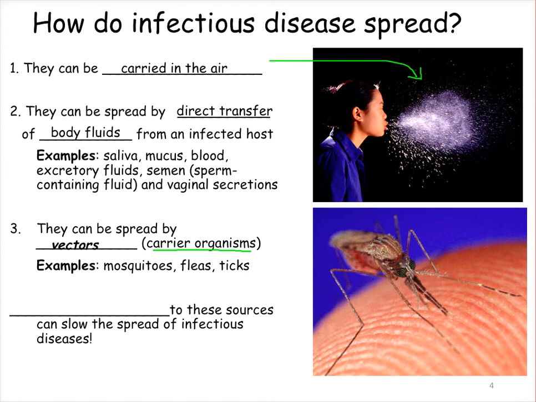Now, before I move to the next slide, first I must emphasize that not every pathogen is spread in all of these ways. Some might only be spread through blood contact and not through the air. Others only through a bite from a vector and not through contact with body fluids, and so on. Each pathogen has a specific method of transmission. Nonetheless, reducing exposure to all of these sources can slow the spread of infectious diseases.